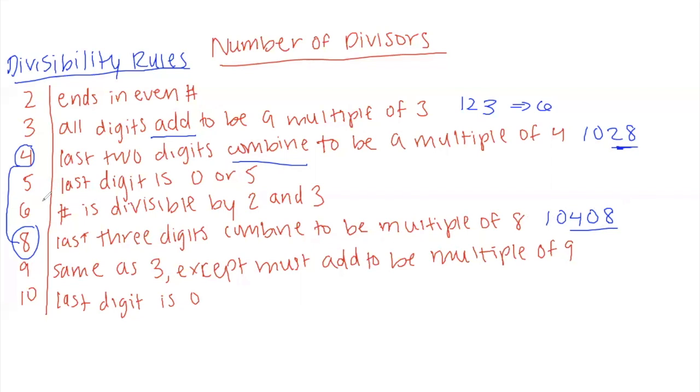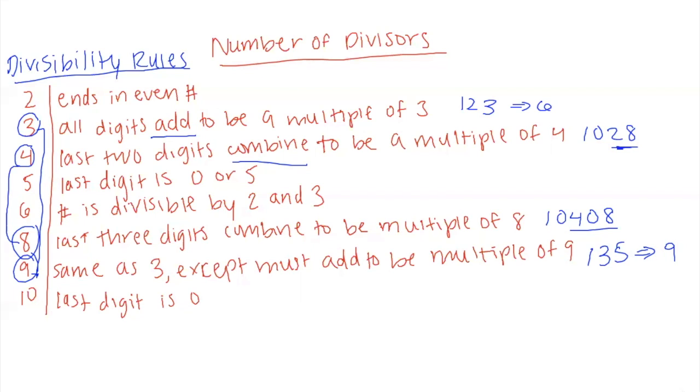So 9 is similar, again, just like 4 and 8 are similar, 3 and 9 are actually very similar, except the only difference is that the digits must add to be multiple of 9. So in this case, it would be something along the lines of 135. That adds up to be 9. So since 9 is obviously divisible by 9, 135 is going to be divisible by 9. And for the last one, 10, the last digit must also be 0. So those are it for the divisibility rules.